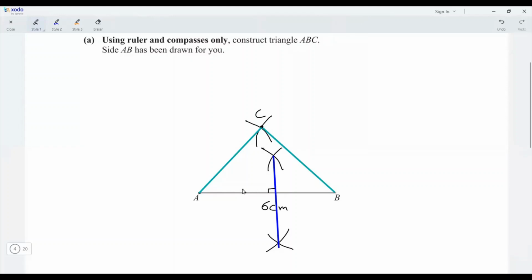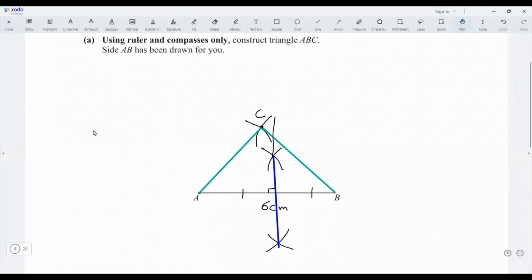And bisector means it must be 3 centimeters from A till that point, and similarly, it must also be 3. So if you do it with a compass, you will have the exact dimensions. You can extend this line as well. So this is basically the construction for the perpendicular bisector. So this is part B.